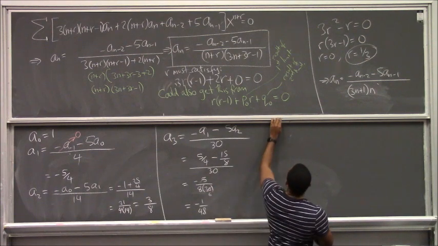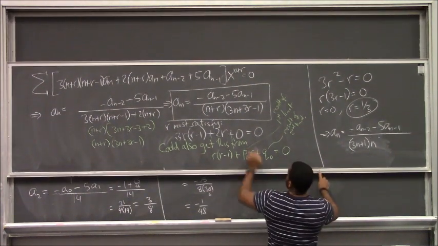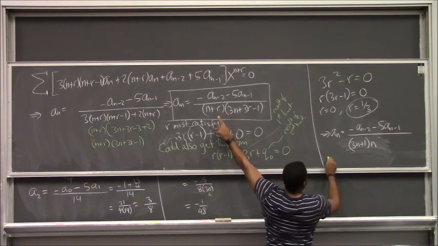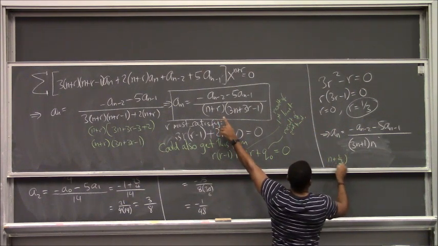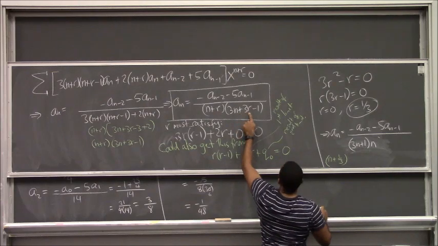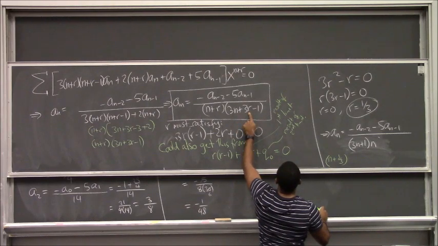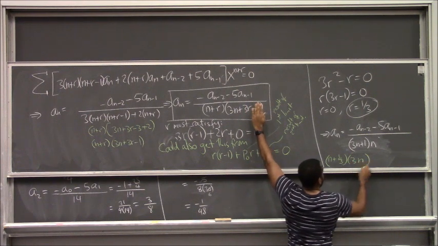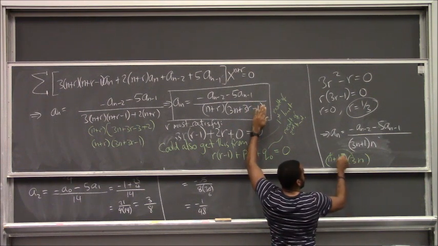No. I think it's 3n plus 1, right? Because I actually just plugged in 1 third into here. Right, so I have n plus 1 third. And then here, if I plug in 1 third, 3 times a third is 1, minus the 1, that dies. And so then I have 3n.